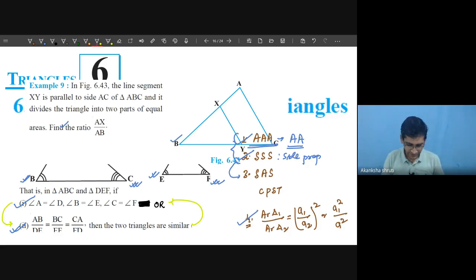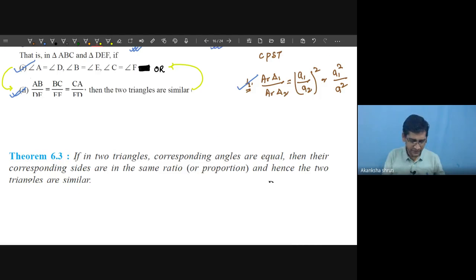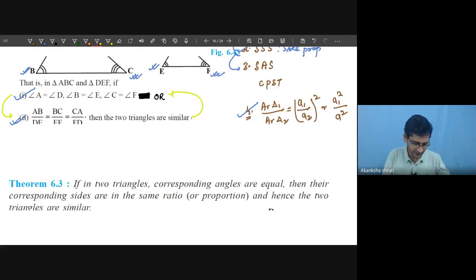So these things are written in the form of a theorem. The theorem is like this: Theorem 6.3, if in two triangles corresponding angles are equal.